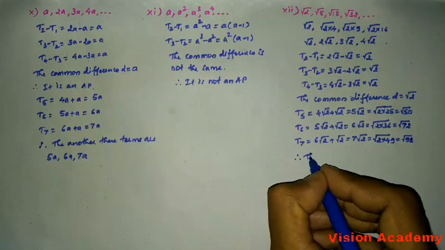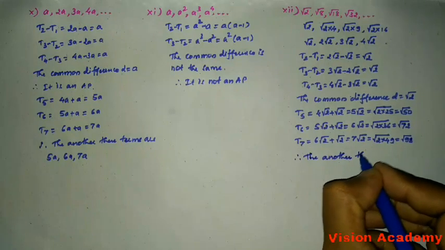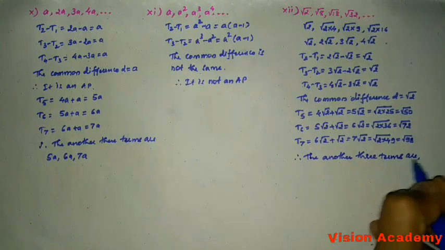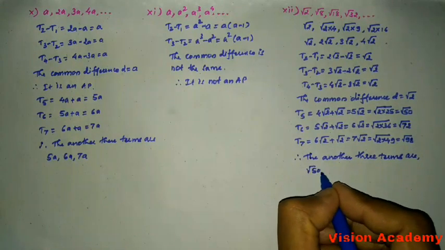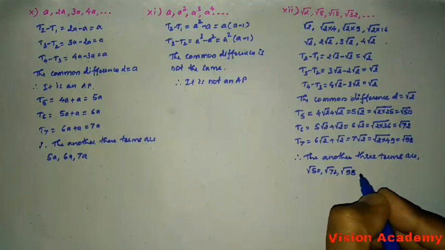Therefore, the next 3 terms are square root of 50, square root of 72 and square root of 98.